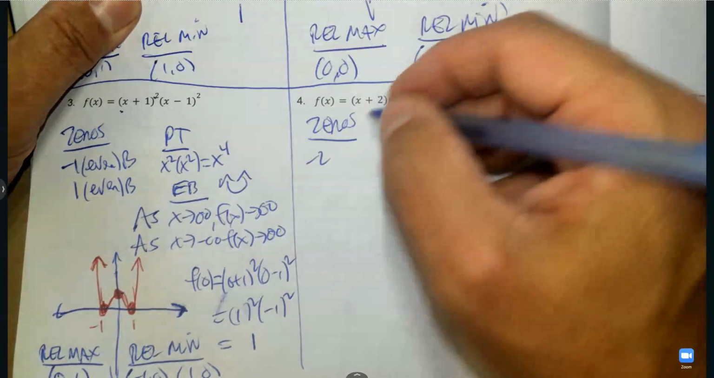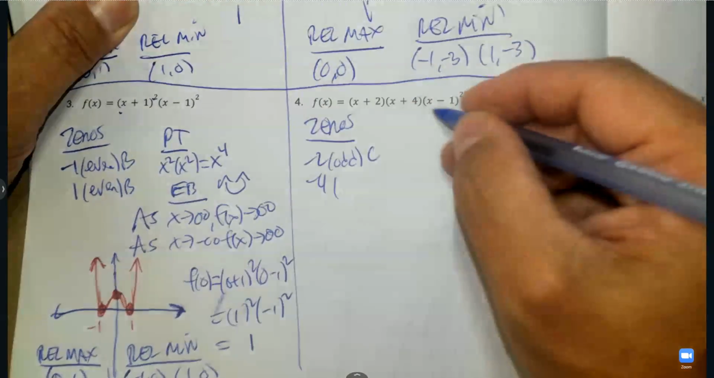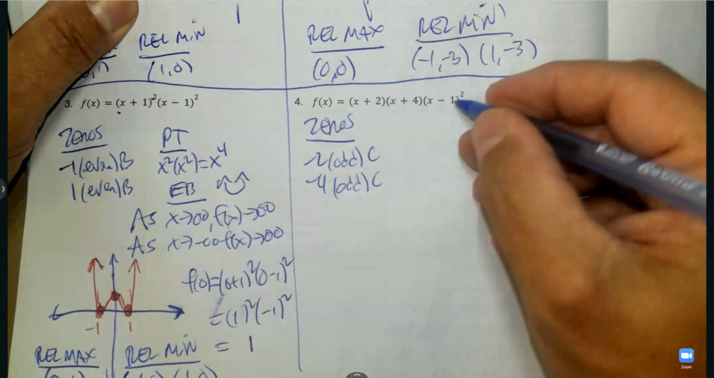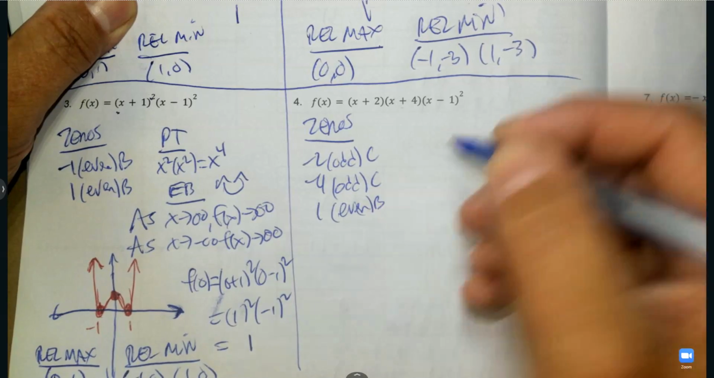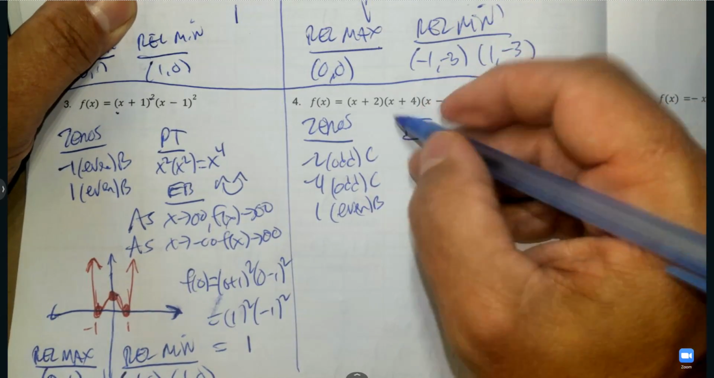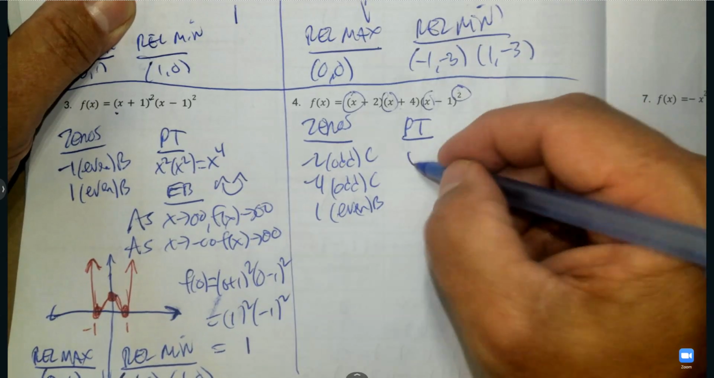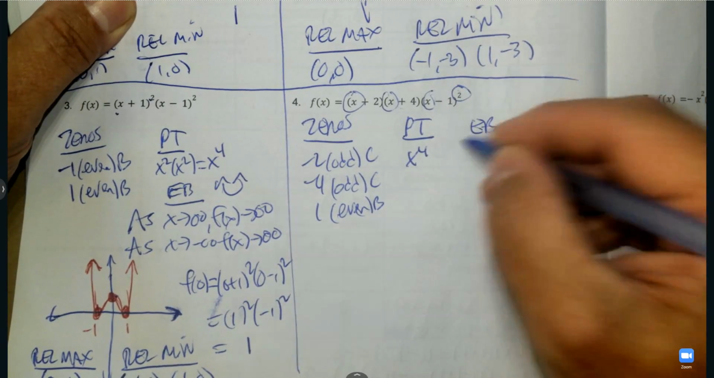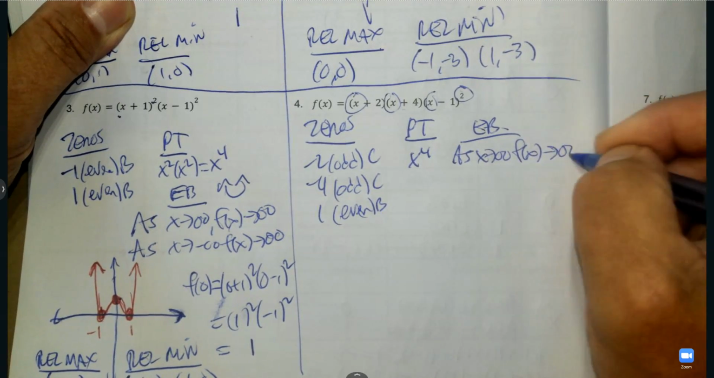Zeros. We got -2 with an odd exponent. It's going to cross. -4 has an odd exponent. It's going to cross. +1, even exponent. It's going to bounce. Our power term, x times x times x squared, added across, that's x to the 4th, which means my end behavior is like before. The right end goes up. The left end goes up.